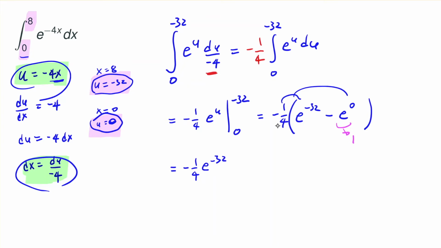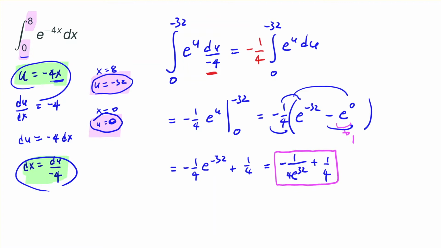So we have plus 1 over 4, since we're multiplying negative 1 over 4 with negative 1, we get plus 1 over 4. And we can rewrite this as negative 1 over 4 e to the negative 32 power plus 1 over 4. So this is our final answer. This is a definite integral, so we get a numerical answer. And again, e is just a number, 2.7 something, raised to the 32 power and multiplied by 4. So this is our answer to this definite integral.